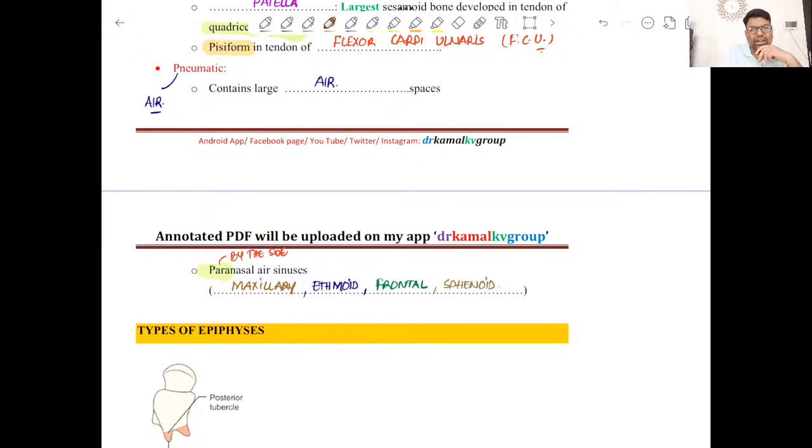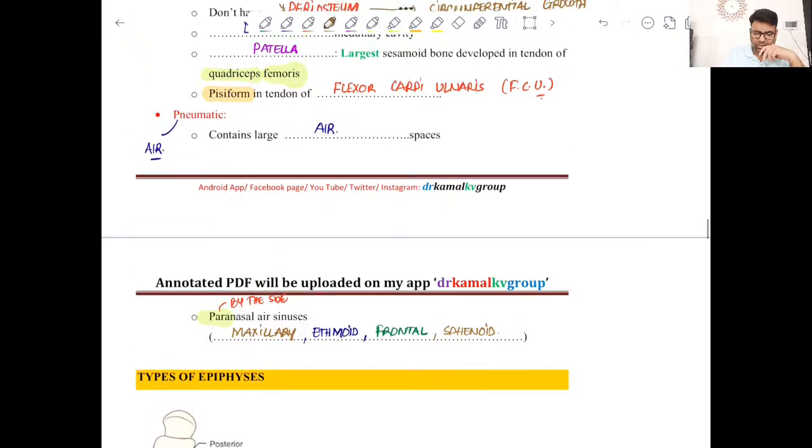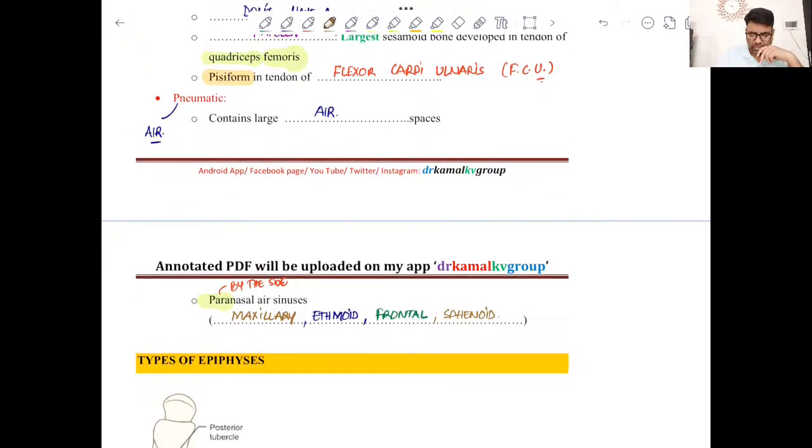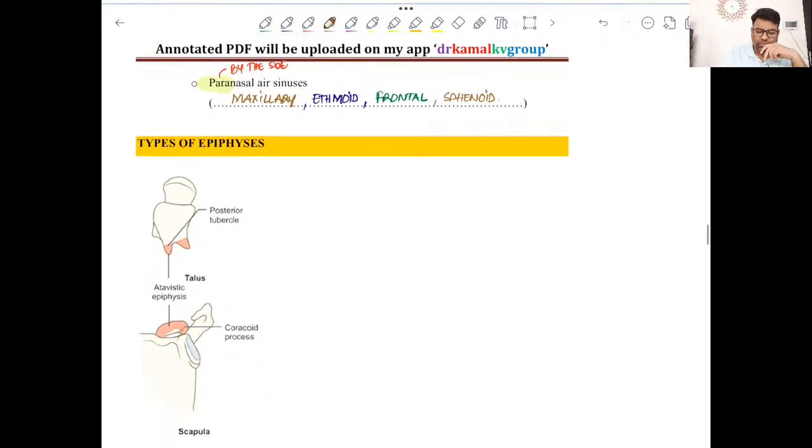Clear? So these are paranasal air sinuses, although there is one more pneumatic bone, that is mastoid, but that is not paranasal air sinuses, right? So these are different types of bones. Now coming to the type of epiphysis.